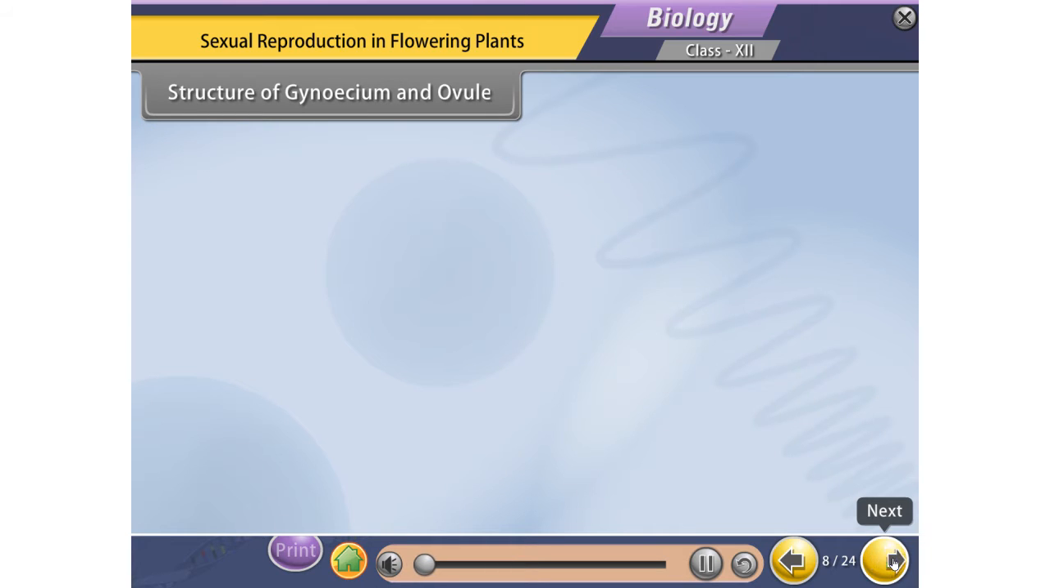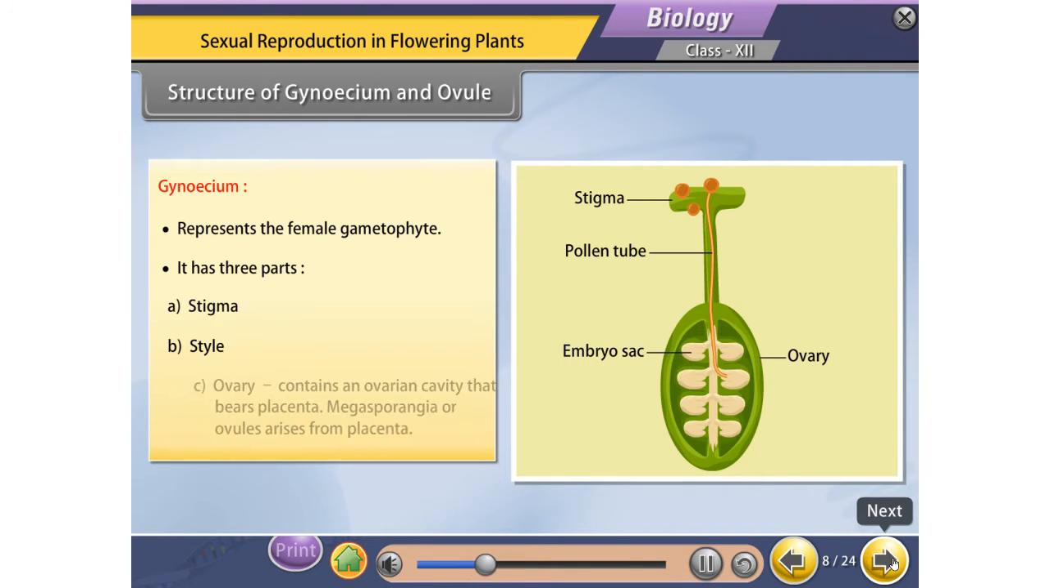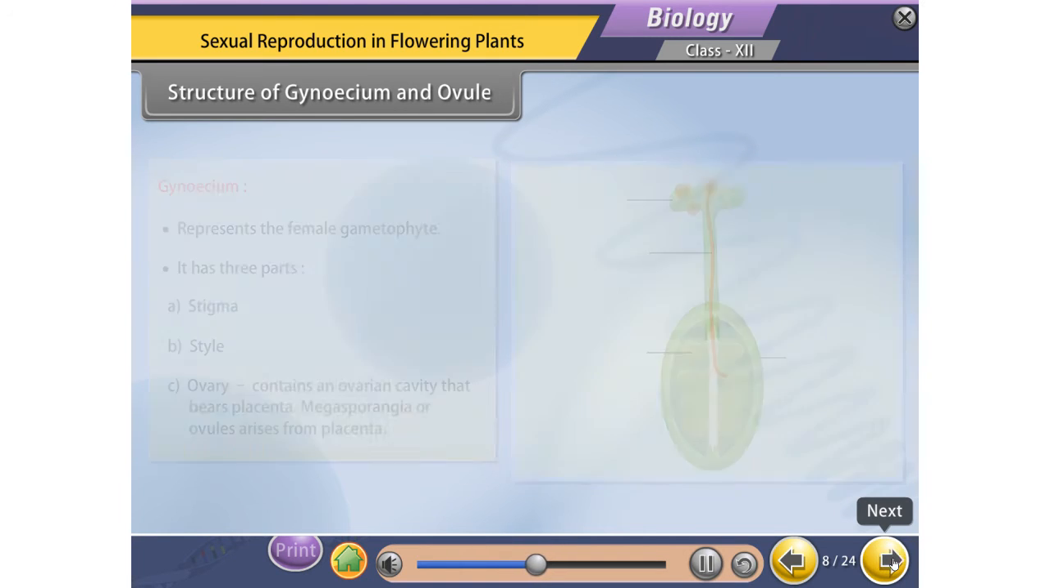Structure of gynoecium and ovule. Gynoecium represents the female gametophyte. Has three parts: stigma, style, ovary. Contains an ovarian cavity that bears placenta. Megasporangia or ovules arise from placenta.